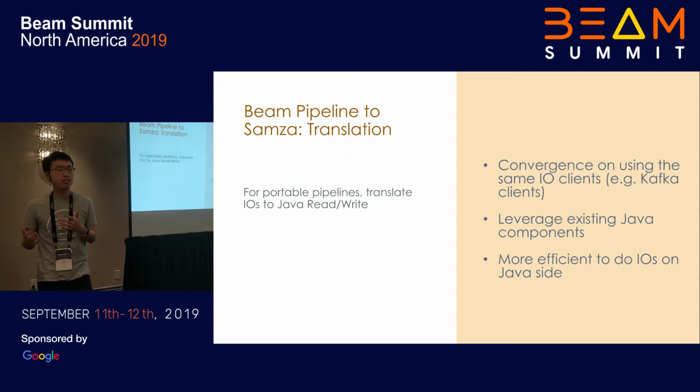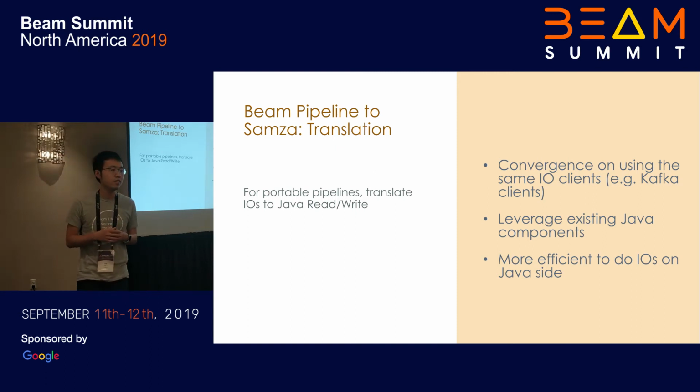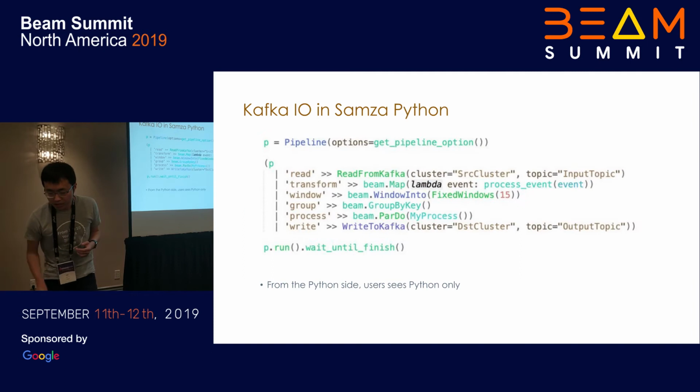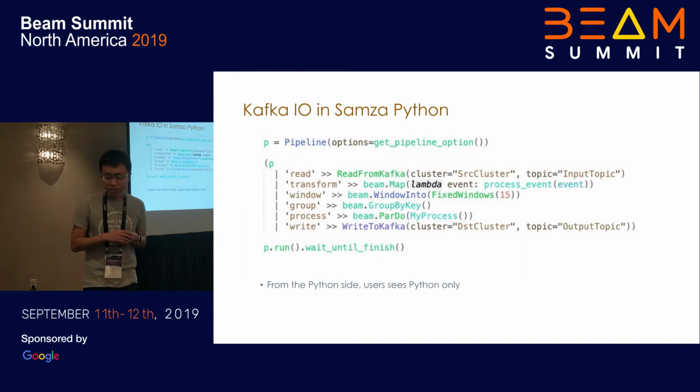Another reason is that it's probably more efficient to do I/O on the Java side anyway, because Python is not known to be super efficient in terms of performance. So for this reason, we actually translate the Python I/O into a Java I/O.